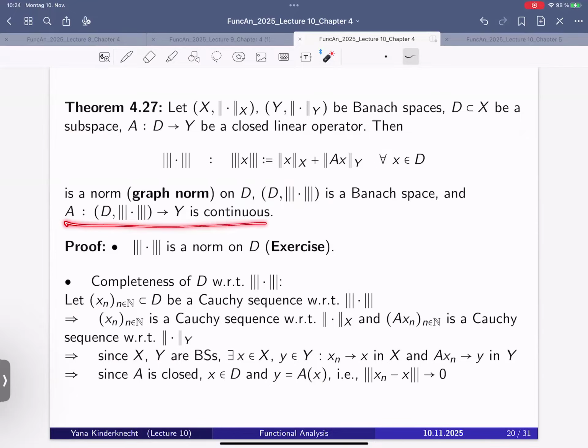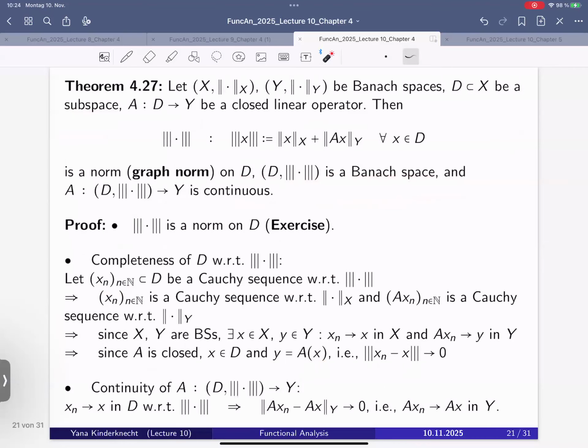So let us show that this A is continuous. If Xn converges to X in D with respect to the graph norm, this means that Xn converges to X with respect to the norm in X, and Axn converges to Ax in Y. But this is exactly what it means that A is continuous. So if Xn converges to X, then Axn converges to Ax. That's it. So everything is simple.